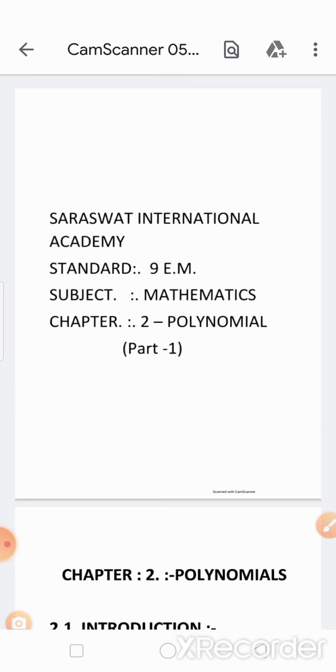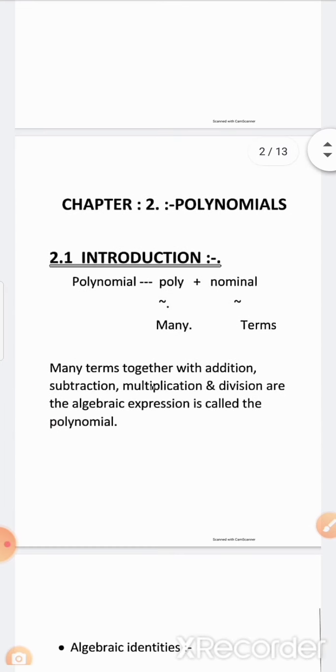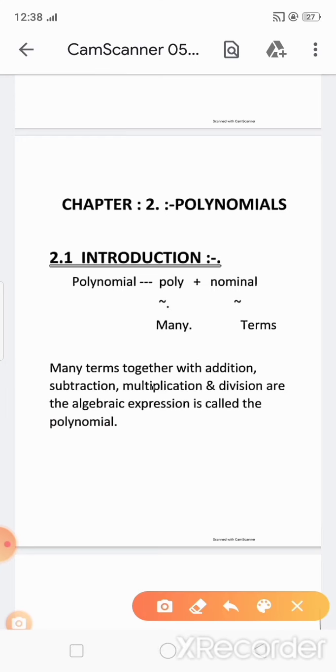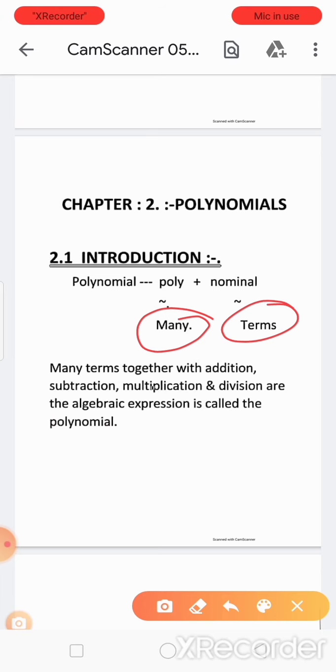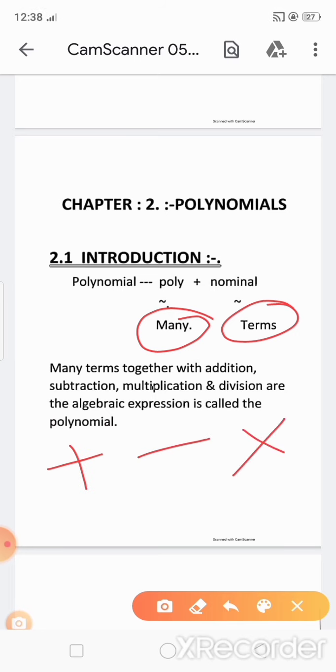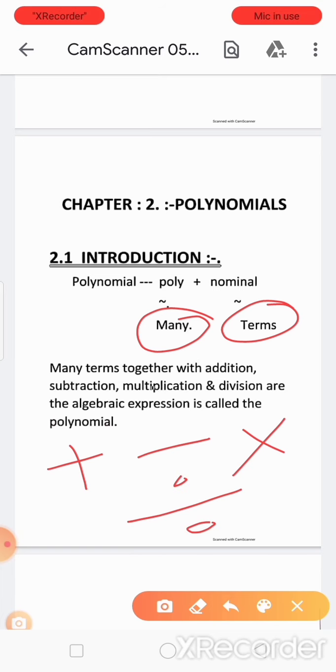Here we are starting chapter number 2, that is polynomials. Now starting our chapter with the introduction. Polynomial is a word which connects two words, poly and nomial. Poly means many and nomial means term. So we define the term polynomial as many terms together with addition, subtraction, multiplication and division; such an algebraic expression is called a polynomial.